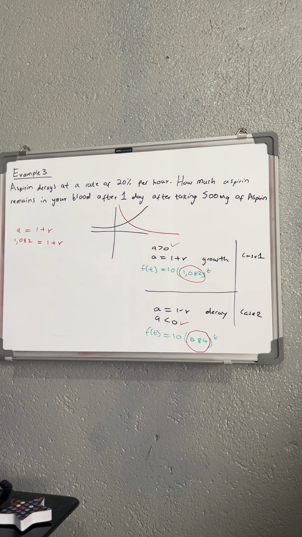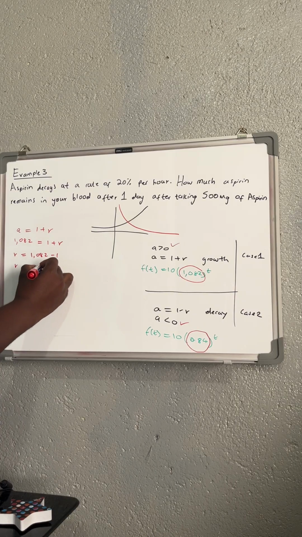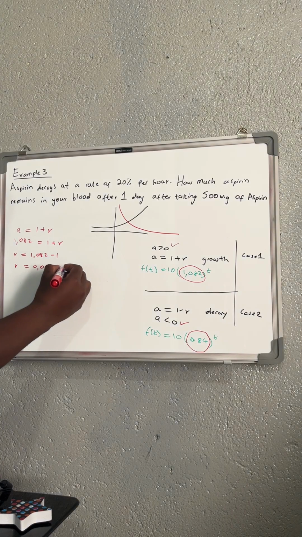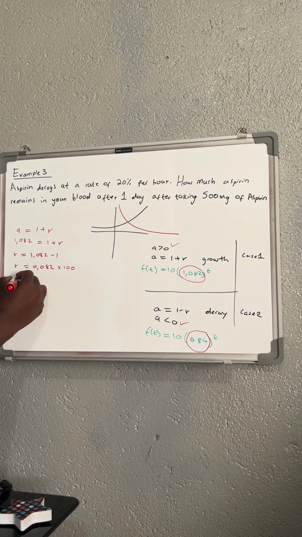We're working with the rate, which is in percentages. So now you will say your r is equal to 1.082 minus 1. Then your r will be 0.082. But remember, it has to be in percentages, so we're going to multiply this by 100. Then your r would be 8.2 percent. So if you are going to conclude, it will mean the growth rate for this function is 8.2%.